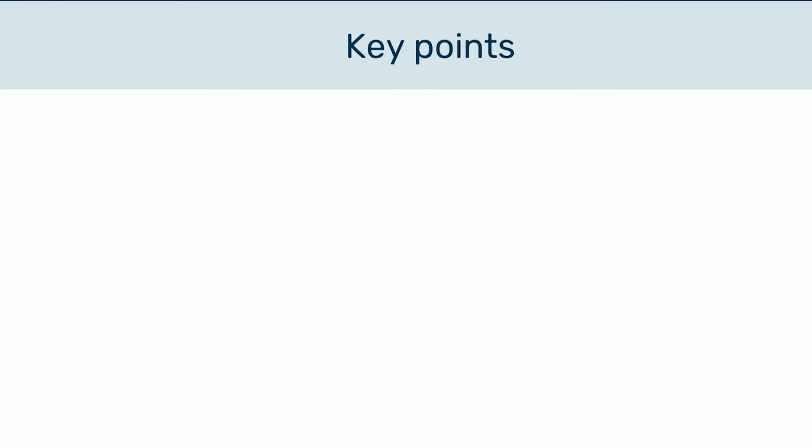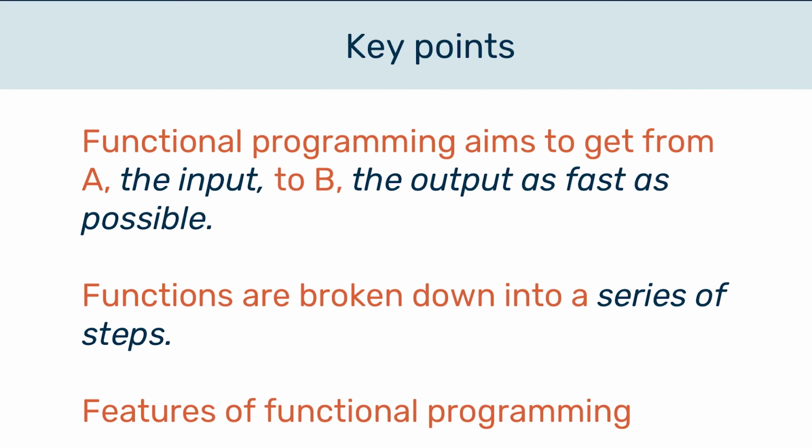So let's have a recap. Functional programming aims to get from A, which is the input, to B as fast as possible. Functions are broken down into a series of steps. And finally, the features of functional programming, such as the ability to apply functions across any level of data abstraction and no concurrency issues.